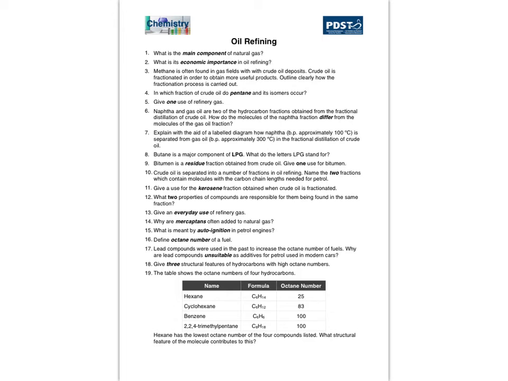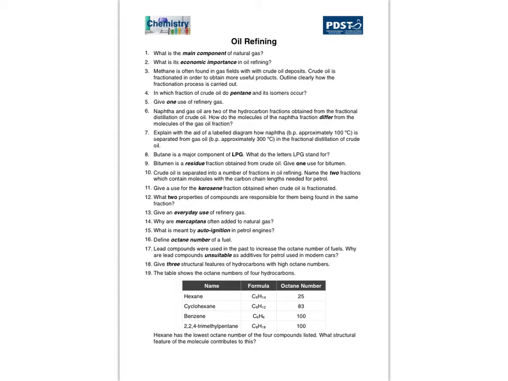In which fraction do crude oil, pentane and its isomers occur? Pent is carbon 5, and carbon 5 generally tends to come out in the second fraction, which is the petrol fraction. One use of refinery gas: it's used as domestic gas all around the world.